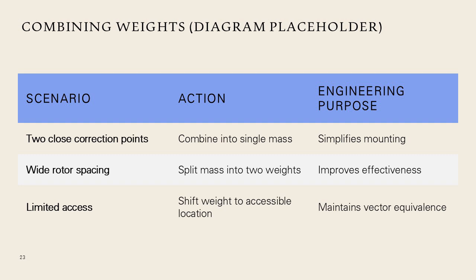This slide illustrates how vector principles apply when combining weights into a single equivalent location. It describes calculating resultant vectors, selecting practical mounting points, and ensuring the correction mass effectively counteracts unbalance. Combining weights is essential in field balancing where mounting options are constrained and precise weight placement may not be feasible.